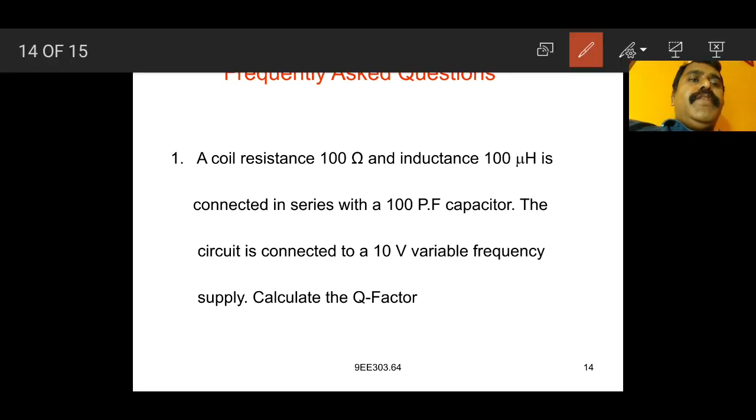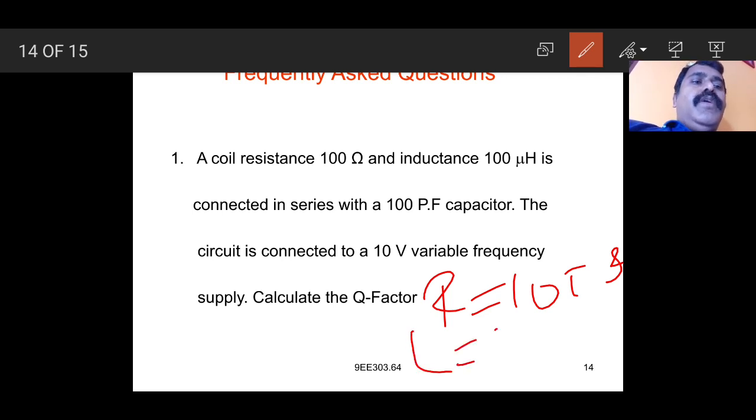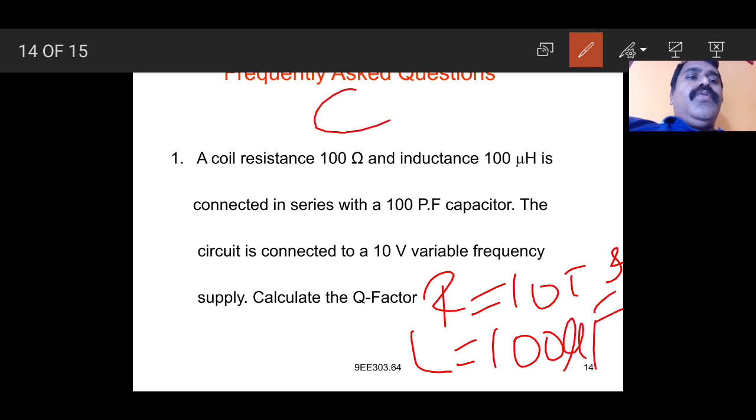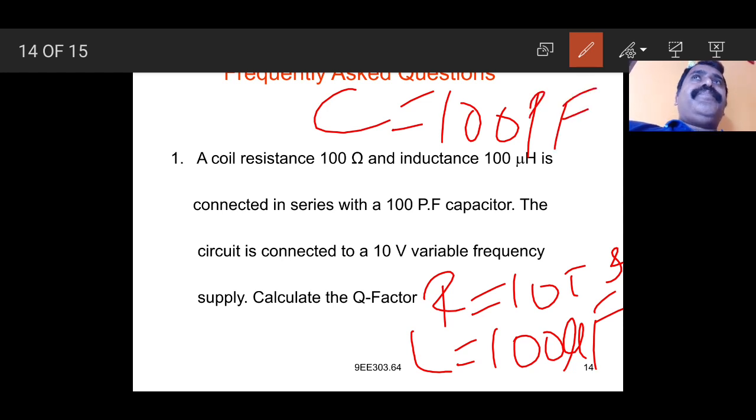So given data: the resistance R is equal to 100 ohms, L is equal to 100 microhenries, and C is equal to 100 picofarads. The circuit is connected to a 10 volts variable frequency supply.